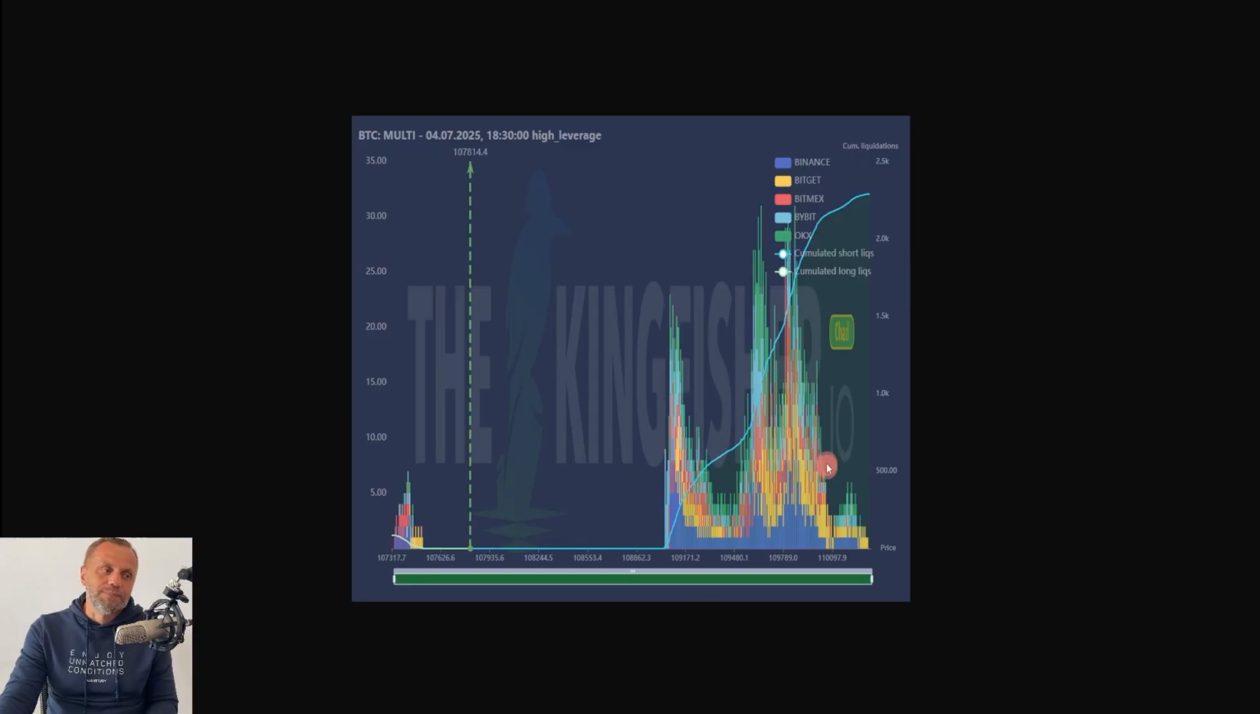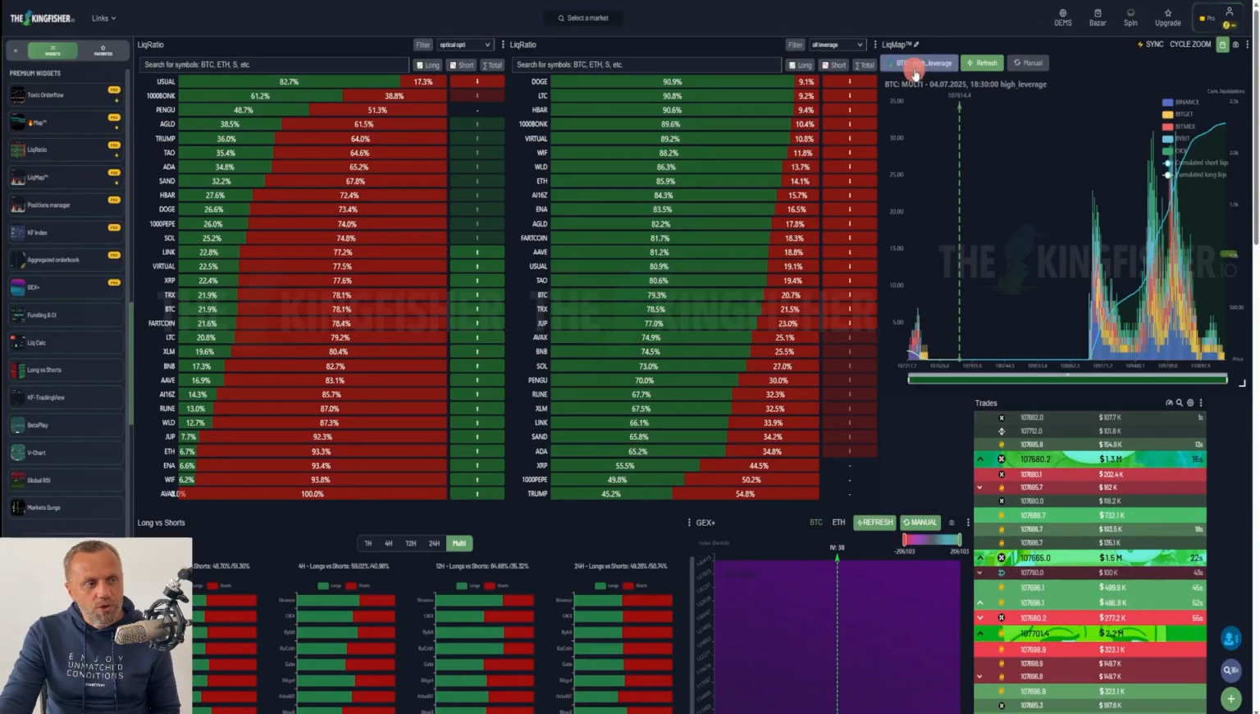For now, this particular area is quite significantly far from the current prevailing price, so we absolutely cannot say with complete certainty that this specific zone definitively acts as a powerful magnet for the price of Bitcoin at this moment in time. Now let's take a look at another type of liquidation map.